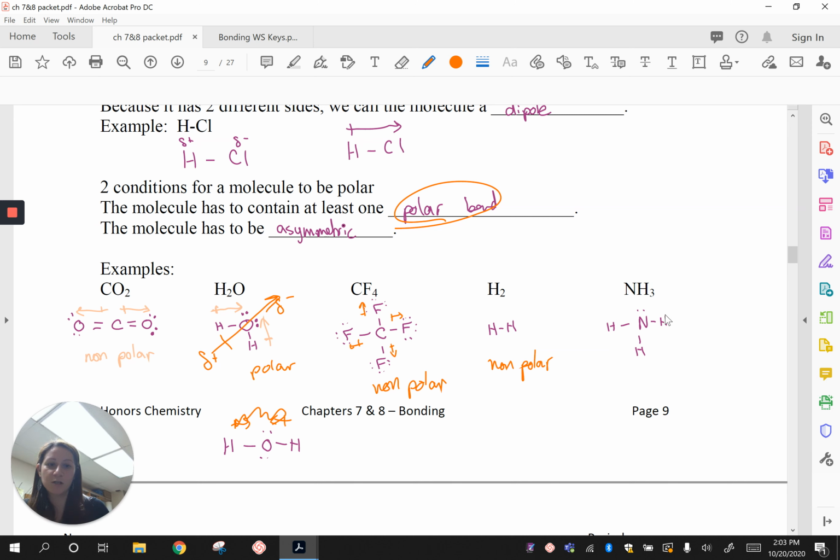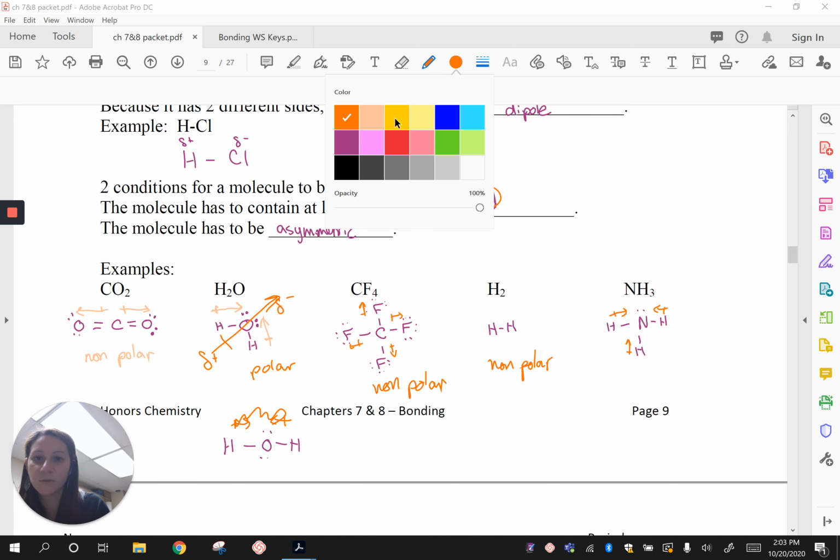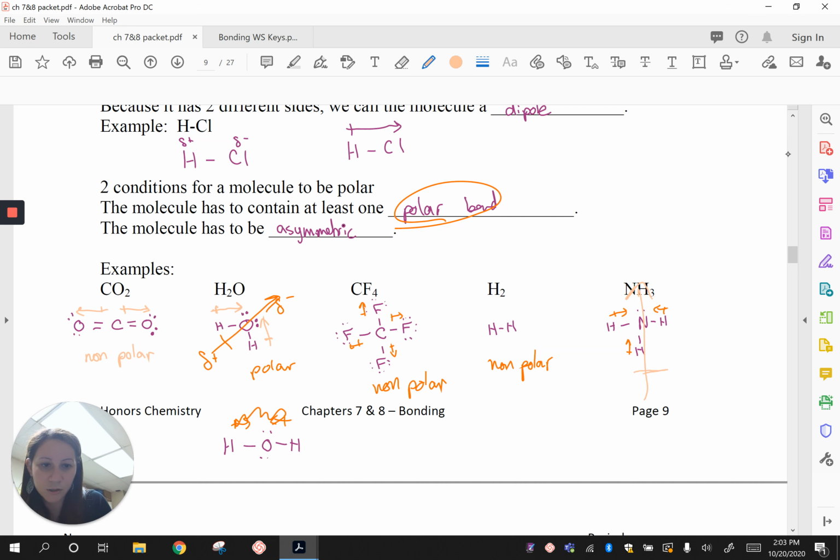Let's look at the last one here. So this is ammonia. And so nitrogen is more electronegative than hydrogen, so you have an arrow this way, an arrow this way, arrow this way. Do they cancel each other out? They do not, right? The sum of all of them would be towards the nitrogen. The nitrogen will get a partial negative, and then these get a partial positive.